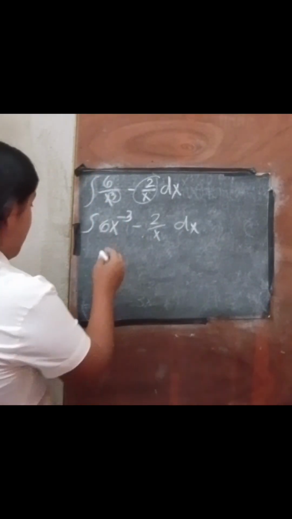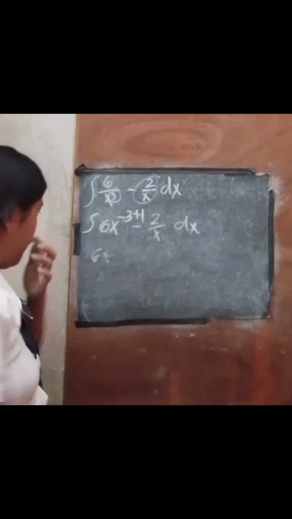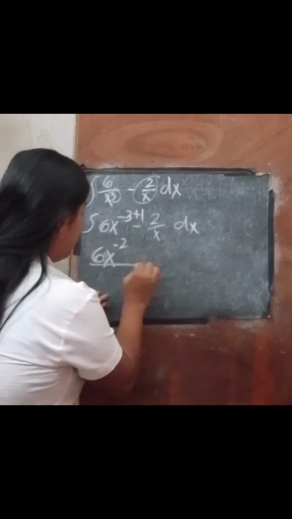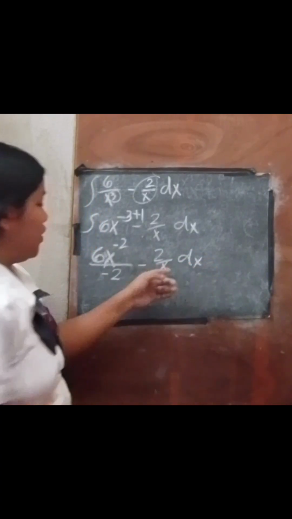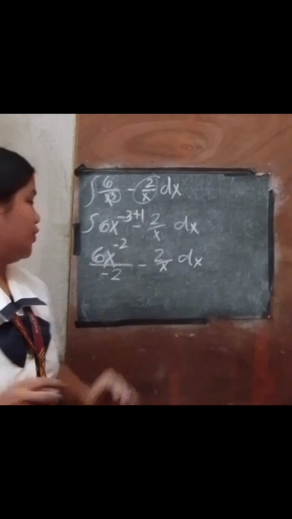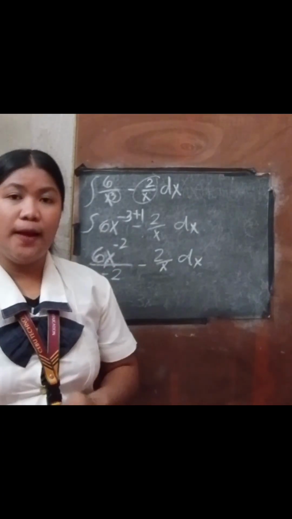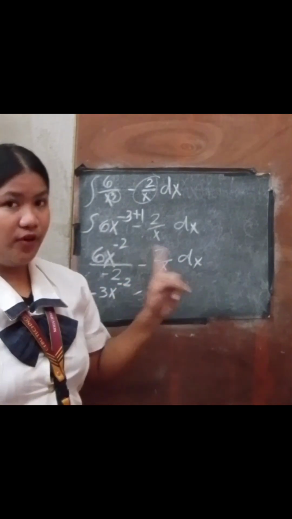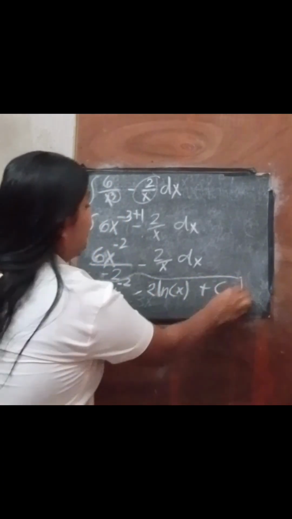So mag-add ta og 1 sa exponent. So may siya 6x raised to negative 3 plus 1. So may 6x, negative 3 plus 1 is negative 2. So, ibutang nato sa denominator ang negative 2, then minus 2 over x. Since ma-reduce pa man ni ang 6 and negative 2, so ang greatest common factor nila is 2. So 6 divided by 2 is 3. So, since negative man, so negative 3. Then, 2 divided by 2 is 1. So, may na siya negative 3x raised to negative 2 minus, ang kaning 2 over x, may na siya 2 ln x. Then, the plus c. So, here's the final answer.